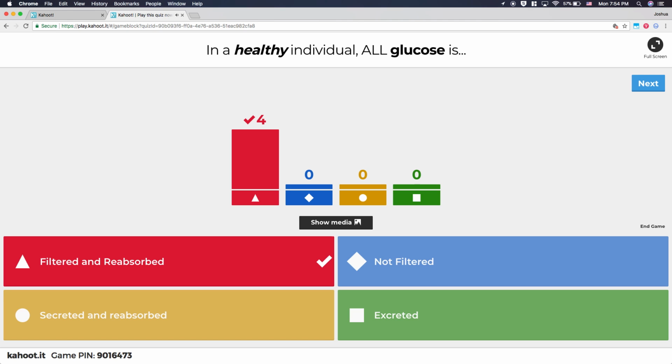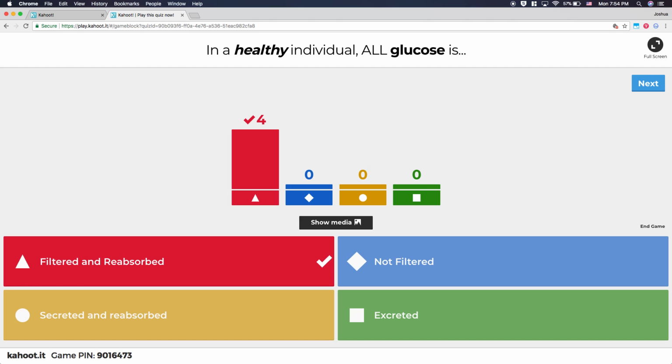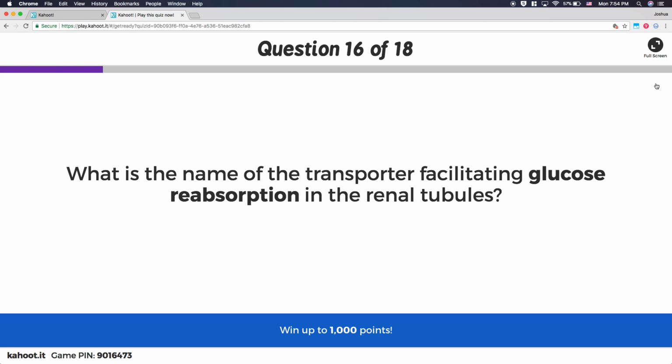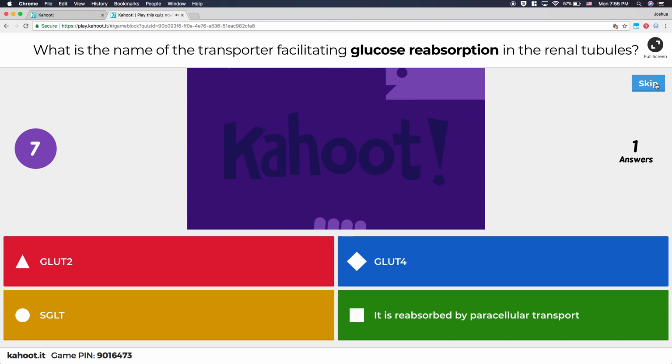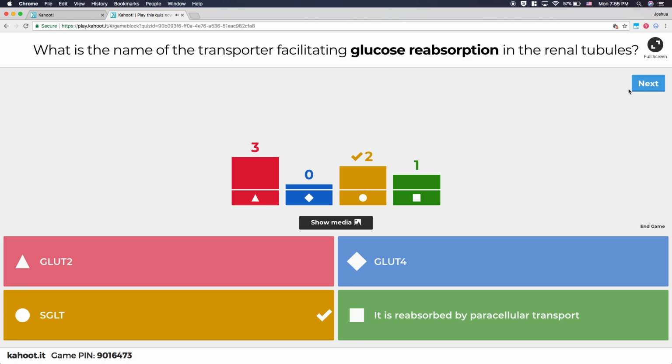In a healthy patient, the GFR, the glomerulus, all glucose is filtered but then reabsorbed. So the next question then is: what is the name of the transporter that facilitates glucose reabsorption in the renal tubules?